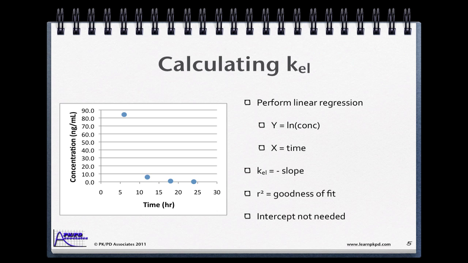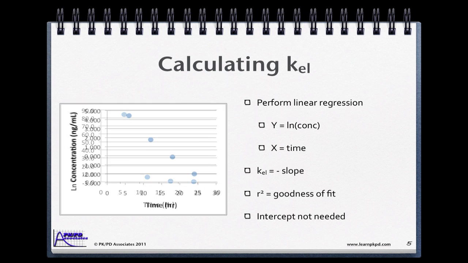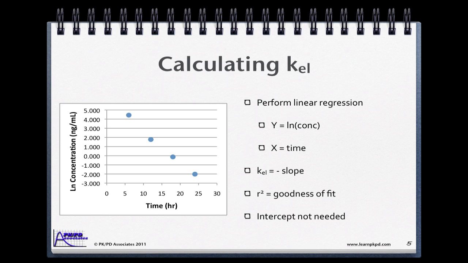First, we start with the data in linear format. Then we convert the concentration data by using a natural logarithm to give us data in linear fashion. We perform a linear regression using the log concentration and time data. KEL is equivalent to the negative of the slope estimated from the linear regression. The R-squared provides information on the goodness of fit of the linear regression, and the intercept is not needed for this calculation. So let's move to Excel and show you how to do this calculation.